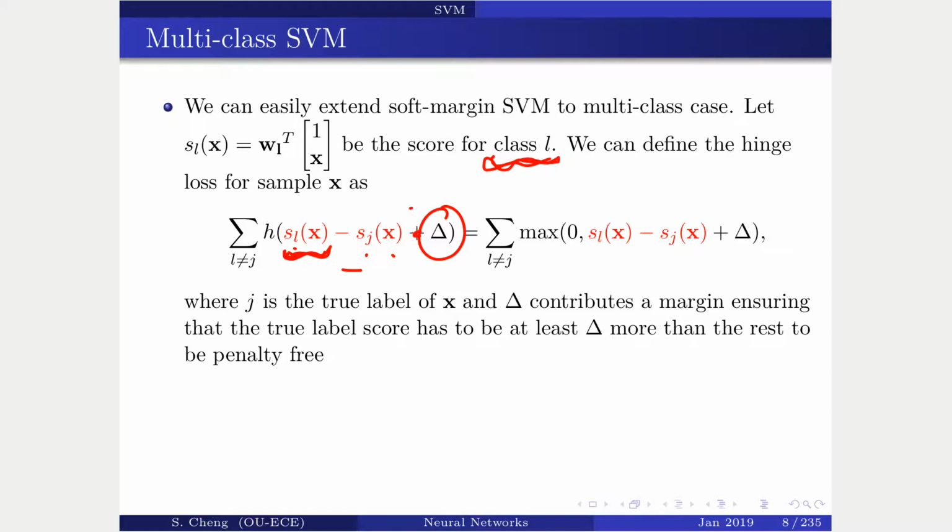Now I suspect this should be negative, honestly. Yeah, it looks like it should be negative. So each year I find a new mistake from last year. Does everyone agree with that? Does it make sense? So what I want is for SL to be not just bigger than Sj. I want it to be bigger than Sj plus delta for all other classes.